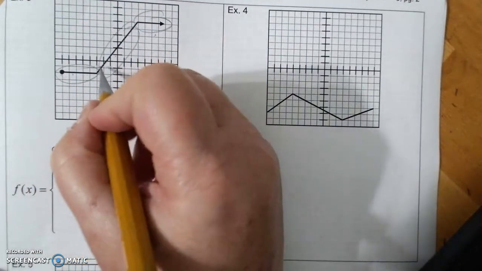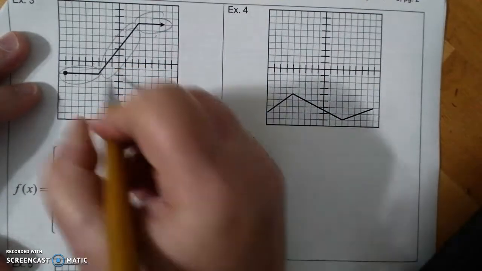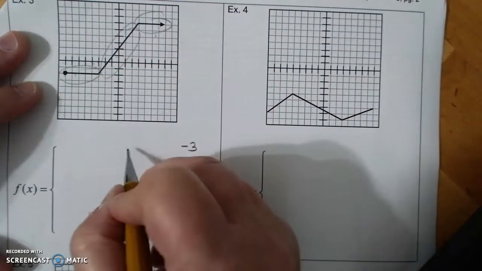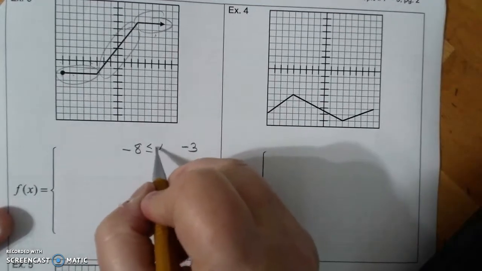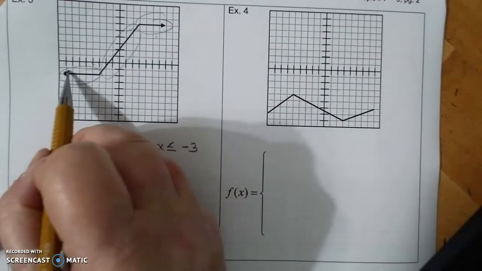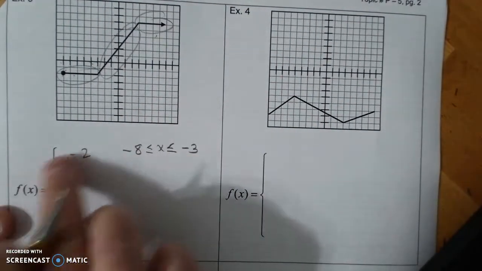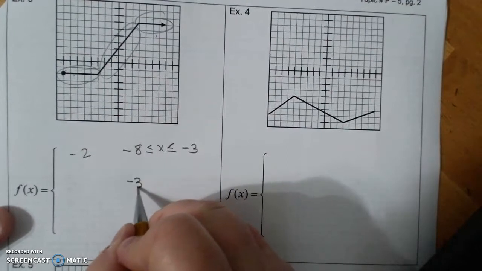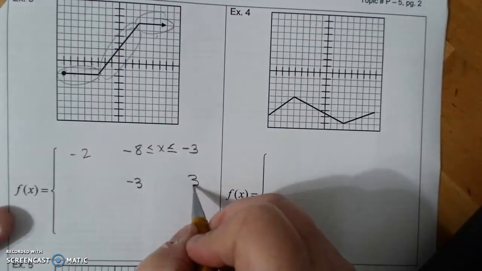This segment goes from negative 8 to negative 3. It's a horizontal line. It had a closed dot, and the equation is y equals negative 2. I then have from negative 3 to 3.